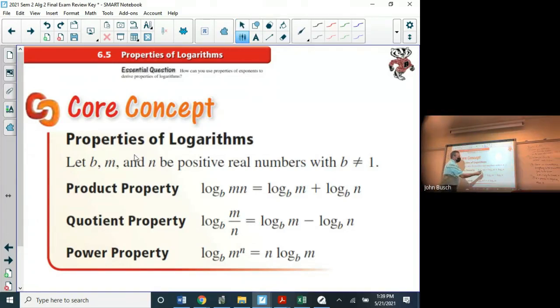When you have a log of a product, meaning multiplication, you can split that up into the sum of two logs, addition of two logs with the same bases. And if you have a log of division, you can split that up into the difference, meaning subtraction of two logs with the same bases. And anytime you have a log with something inside with a power on it, that power can come out as a multiplier in front of the log.